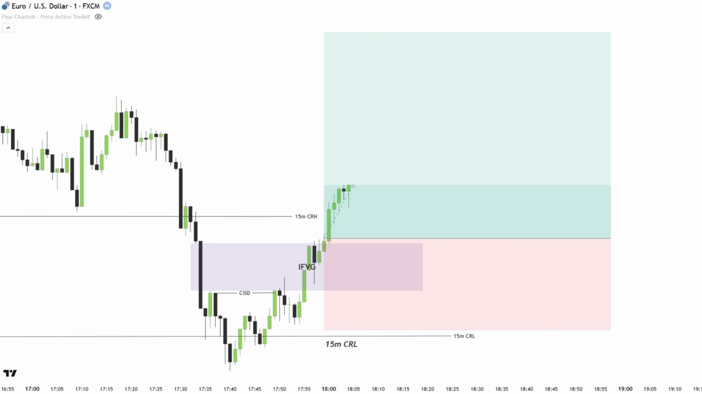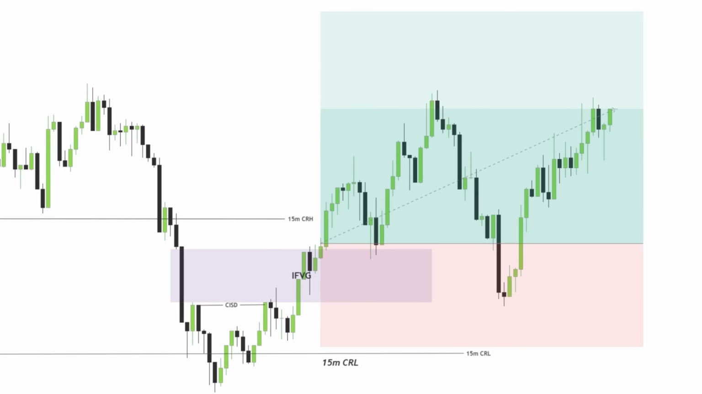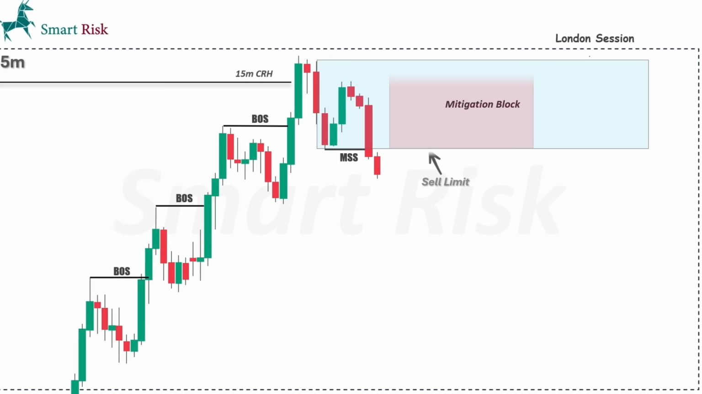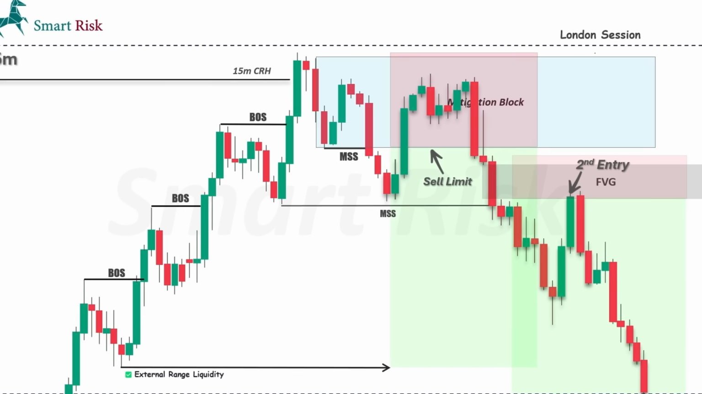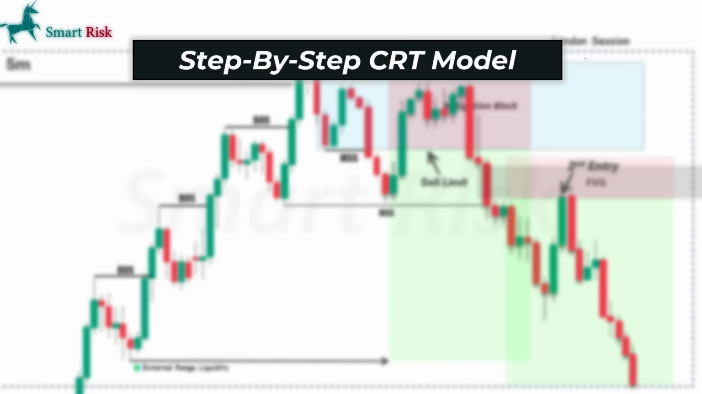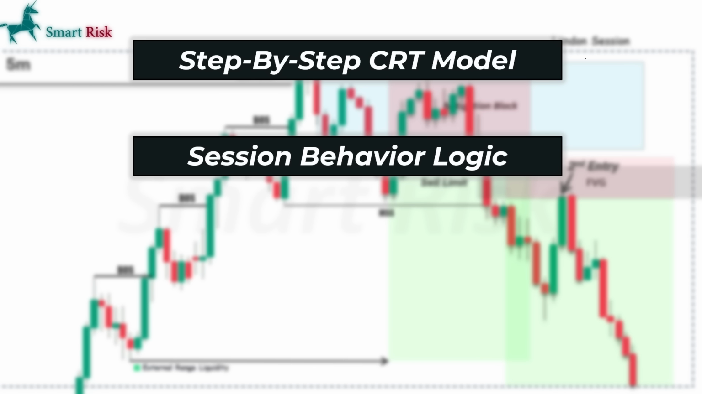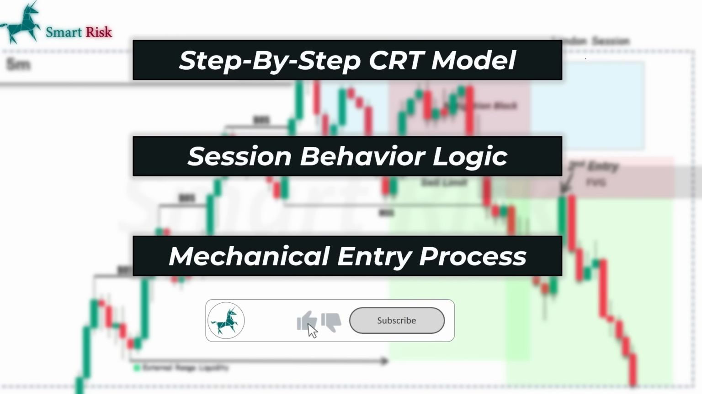But this is not the basic CRT you've seen before. I'm going to show you a refined version of candle range theory, a model that allows you to identify the manipulation phase and align yourself with smart money instead of getting trapped by it. I'll break down my personal CRT model step by step, combining it with session behavior and manipulation logic to give you a clear, mechanical way to find high-probability setups. So make sure you watch this video until the end, because once you understand this, you'll never look at candles the same way again. Let's get into it.